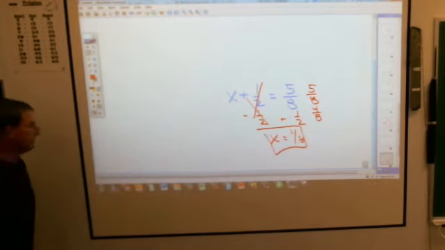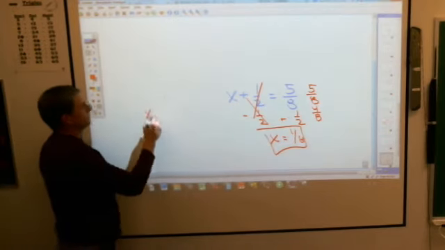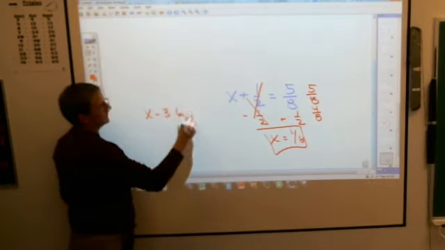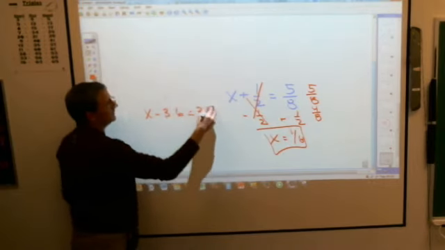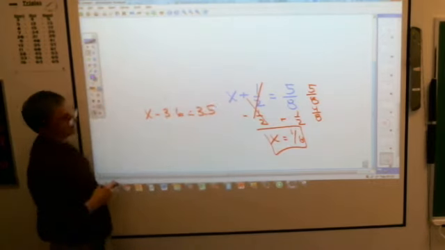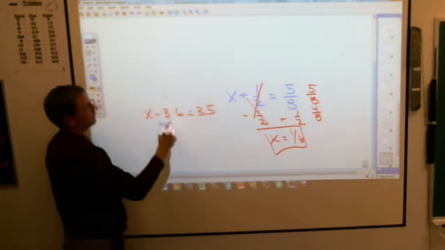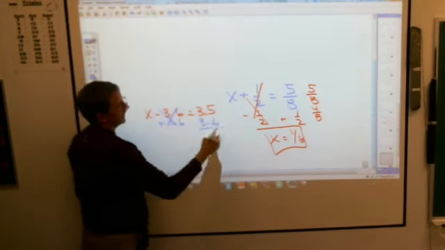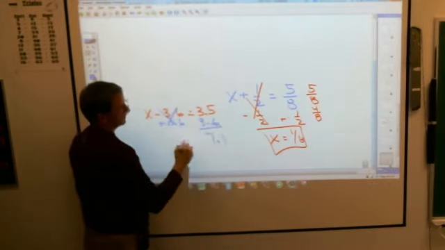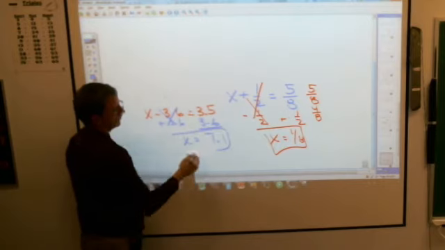Or what if it's a decimal? X minus 3.6 equals 3.5. How do I solve that? The opposite of subtraction is? Addition. So I add 3.6. What I do to one side, I have to do to the other. Add 3.6, and I get 7.1.